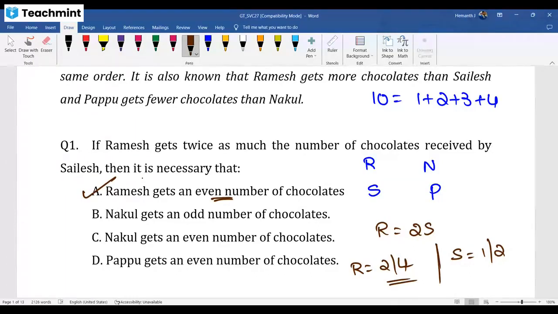We don't know about this three. Nakul may be odd, may be even. Pappu may be even or odd. We cannot say that. We don't have that information.